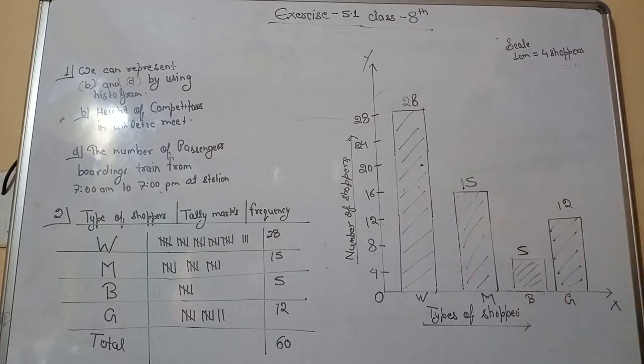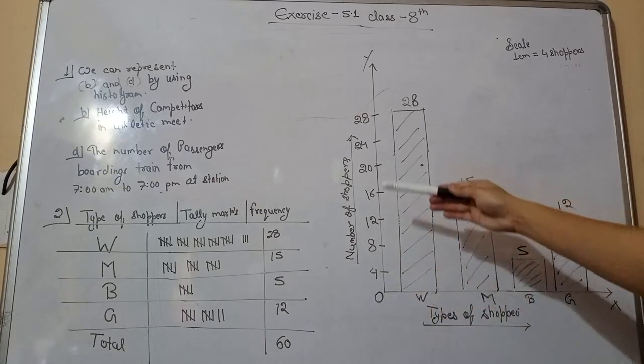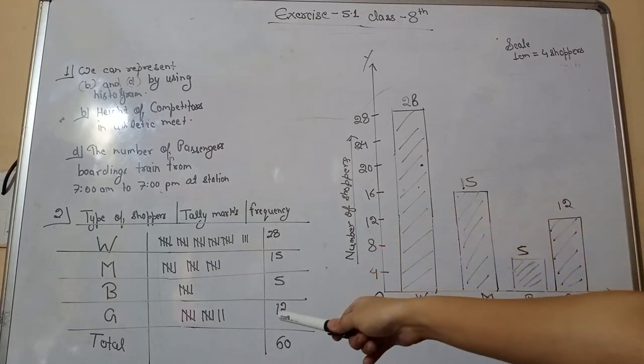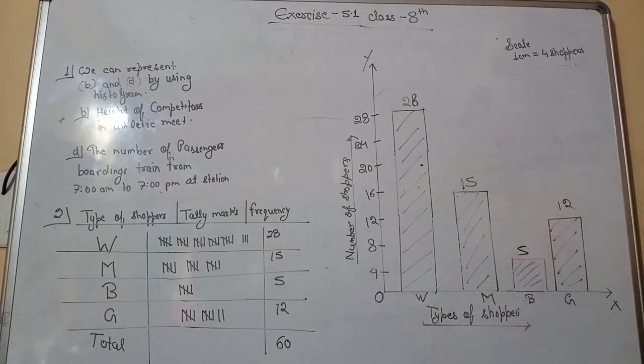Now how many boys came? 5 boys. So slightly more upside than 4, it is 5. So here I have written 5. And what about girls? 12. So when you indicate a bar up to 12, that is called girl shoppers. So this is your frequency distribution table, this is your bar graph. This is how you can construct a bar graph after making a frequency distribution table.